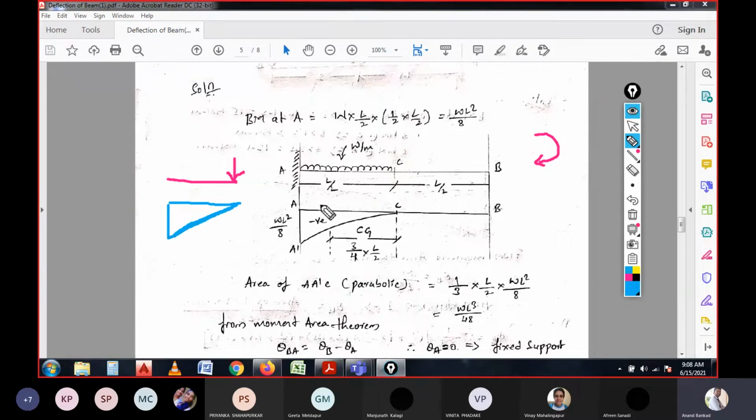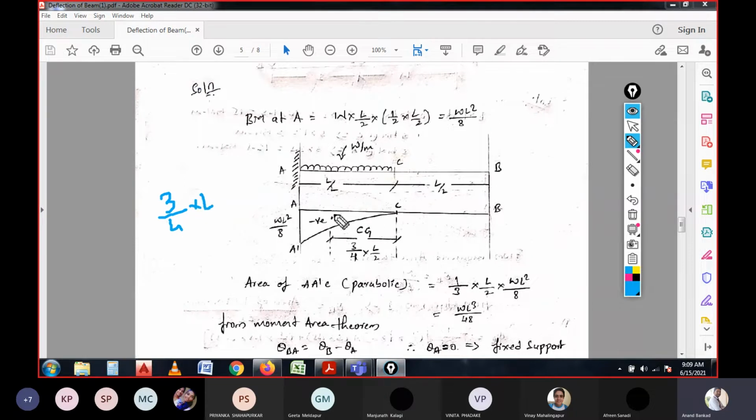So in the case where you have a UDL load on the span, it will be a parabolic line, and it is a basic concept we have already studied in the strength of material subject, but that should be carried forward for the remaining subjects also, that is for higher studies. So in this case, the parabolic triangle will have the CG distance of 3/4 of the span, 3 by 4 times of L.